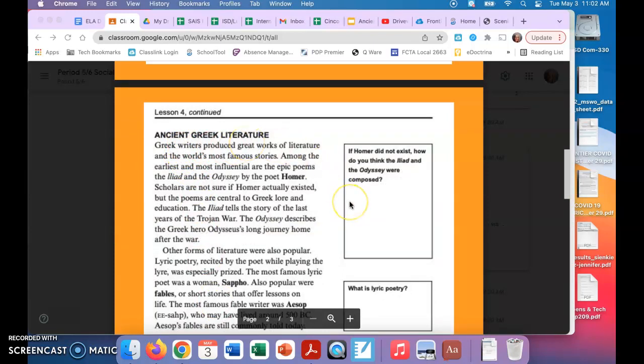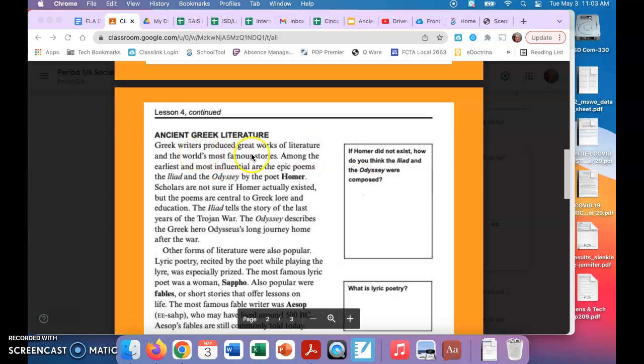And the first question that you're going to answer is, if Homer did not exist, how do you think the Iliad and the Odyssey were composed? Again, if Homer did not exist, how do you think the Iliad and the Odyssey were composed?